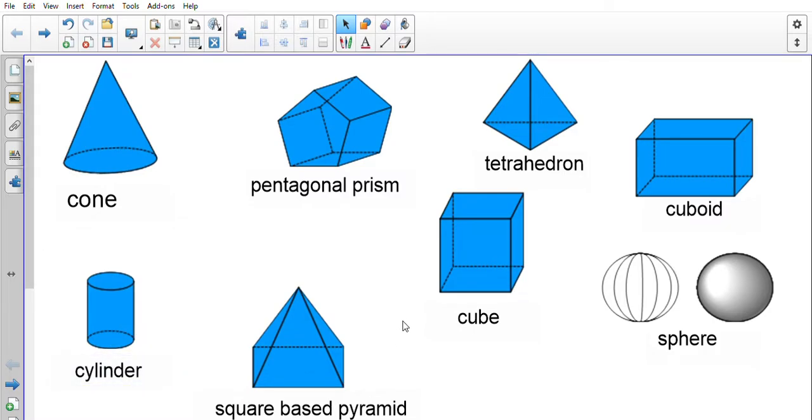Okay, names of our 3D shapes. Obviously with prisms you can have lots of different prisms depending on the shape of the face on the front. So you could have triangular prisms, you can have octagonal prisms, all sorts. And if you look at a cuboid, you can see that's almost a square prism and it's set up there as well.